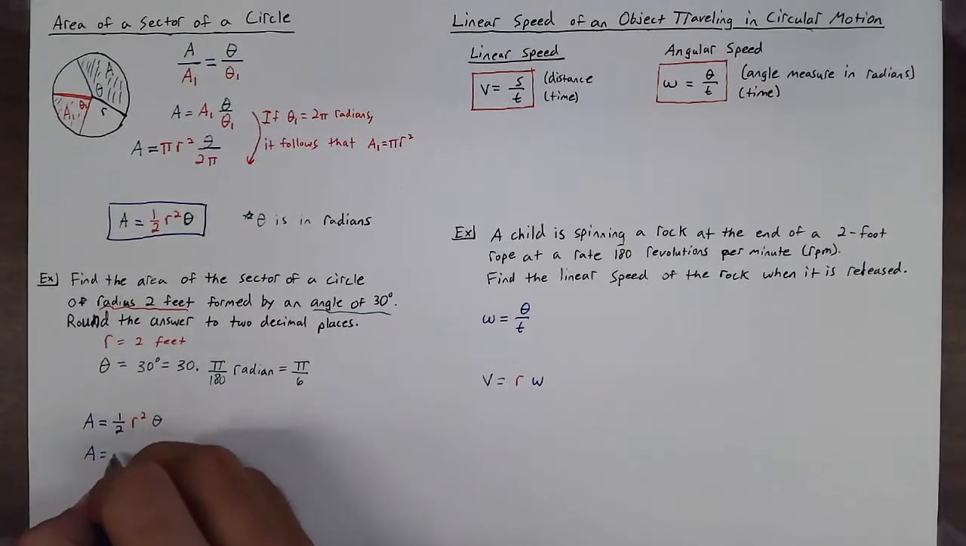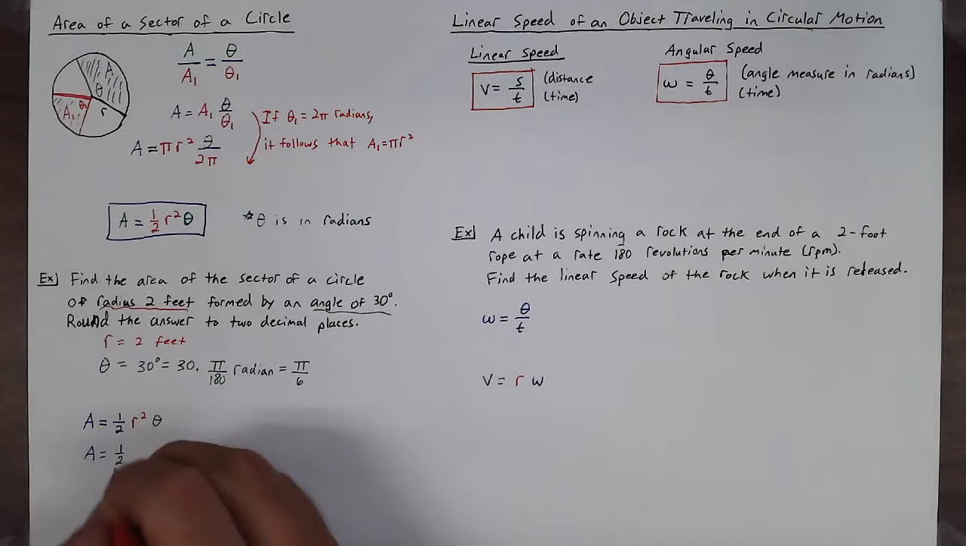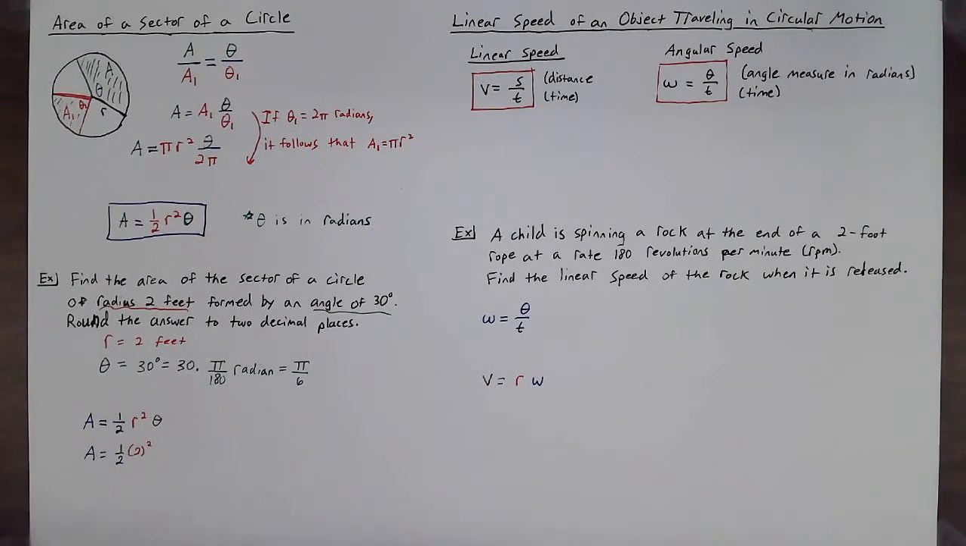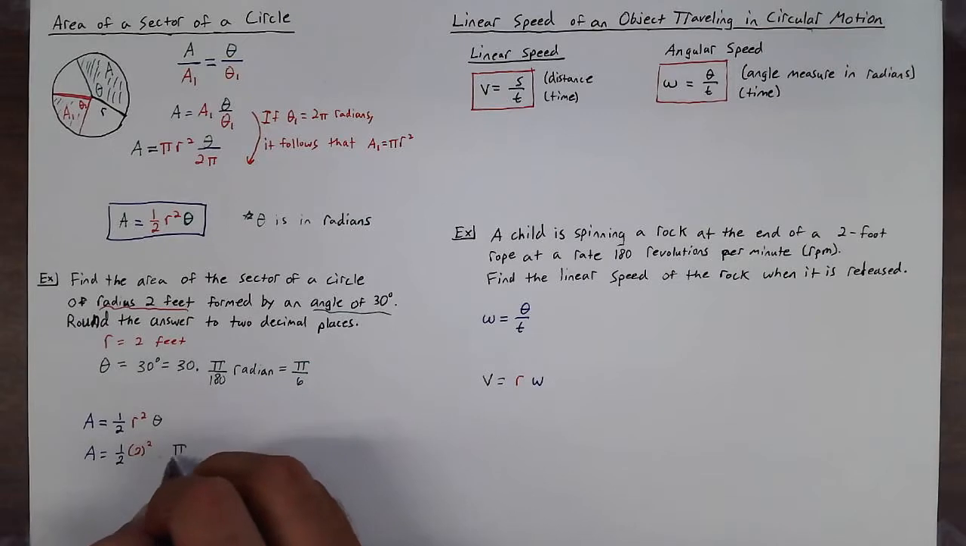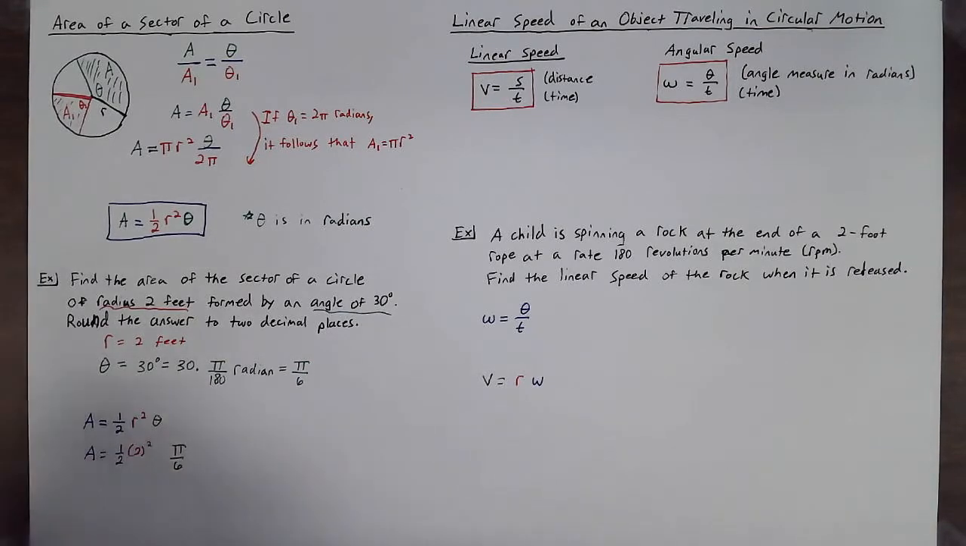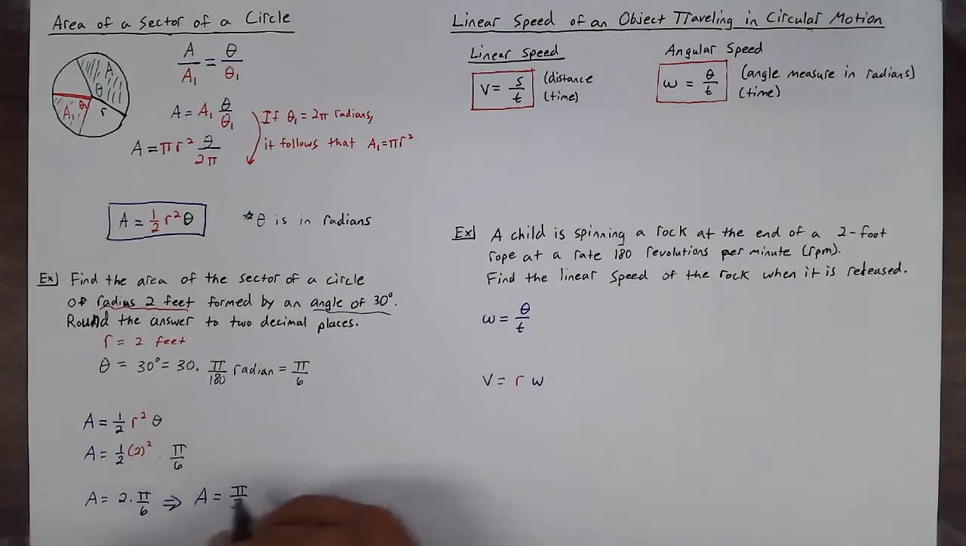So we'll have A is equal to 1/2 times r squared, which will be 2 squared, and theta, which is going to be pi over 6. Now 2 squared is 4. 4 divided by 2 is 2. So we'll have 2 times pi over 6, which tells me that my area is equal to pi over 3. And if you want a more concrete answer, convert that to a decimal, like this problem's asking for, and we get 1.05 feet squared for the area of that sector of a circle.